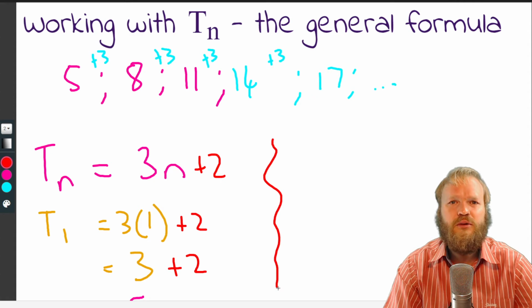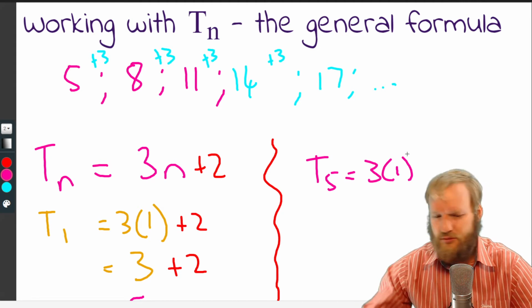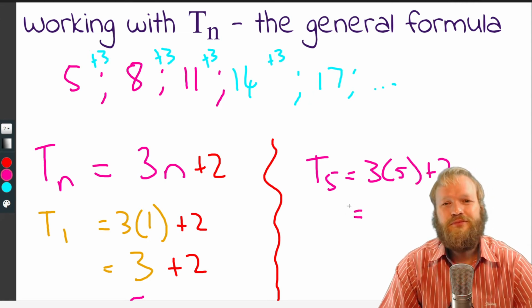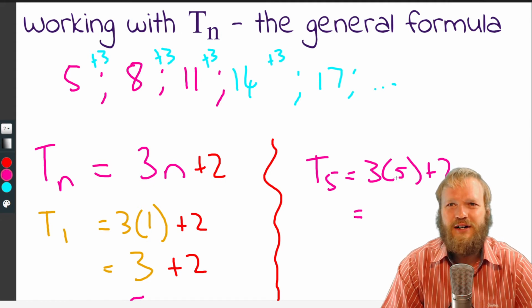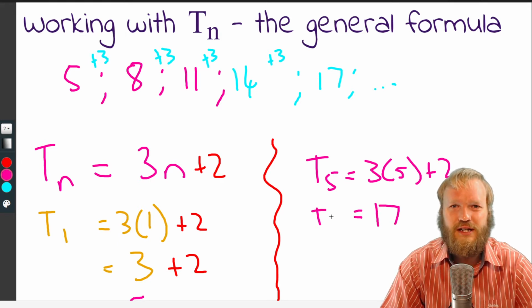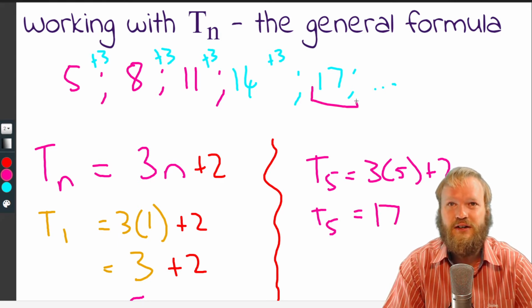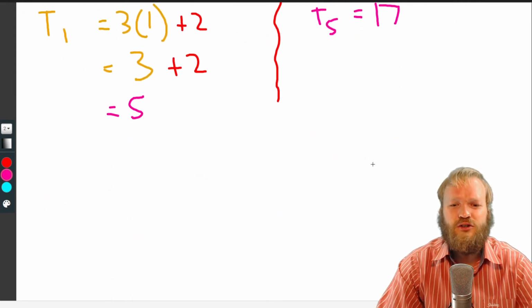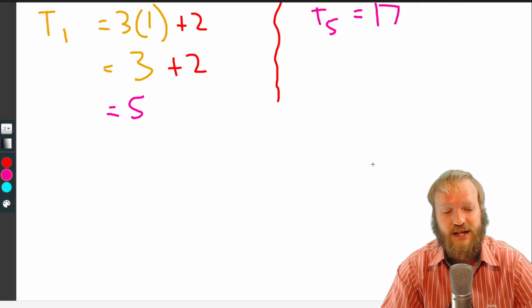And let's check it with one of the other ones. So let's say we're trying to work out 1, 2, 3, 4, 5, T5. Well, T5 by our formula is 3 times n, and n is 5. So 3 times 5 is 15, 15 plus 2 is 17, cool, so that works. T5 is indeed 17, so our formula seems to work.